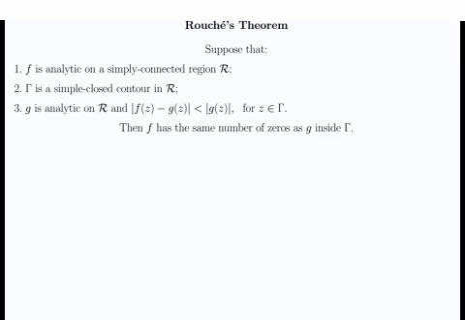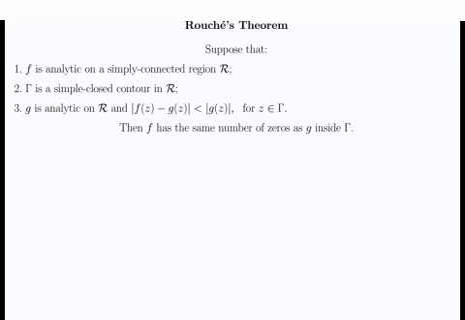In this screencast I'm going to look at Rouche's theorem, which I have typed out here for you. It has three criteria that need to be satisfied. The first is that f is analytic on a simply connected region R. f is some function of z that we're given. The second criterion is that gamma is a simple closed contour in R.